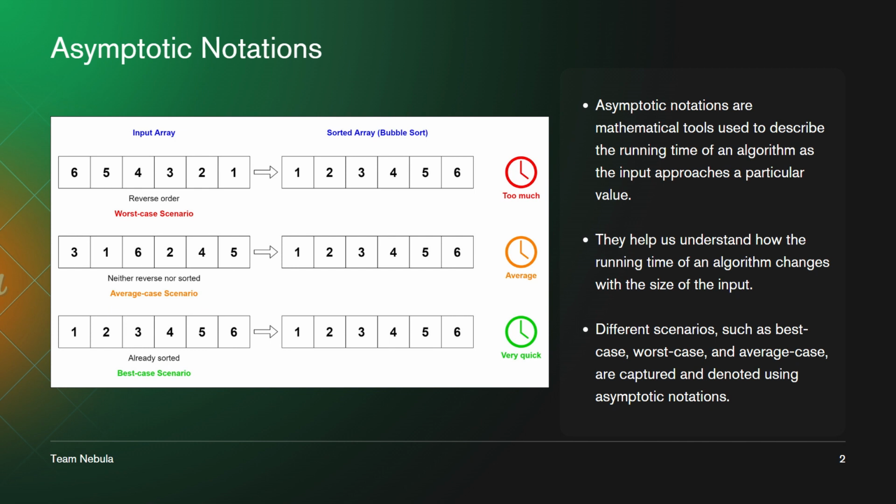When the input array is already sorted, the algorithm takes linear time, which is the best case scenario. However, when the input array is in reverse order, it takes quadratic time, which is the worst case scenario. And when the input array is neither sorted nor in reverse order, it takes an average amount of time. These different scenarios are captured and denoted using asymptotic notations.